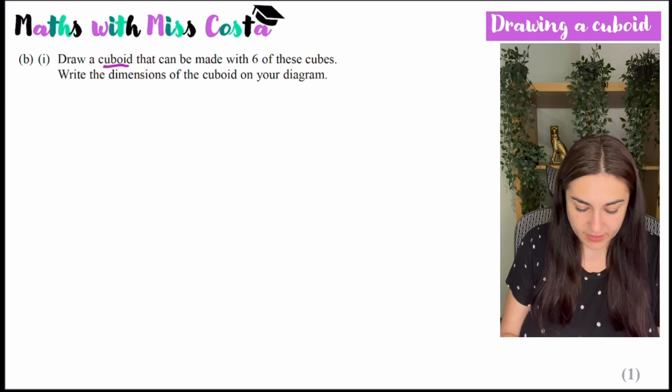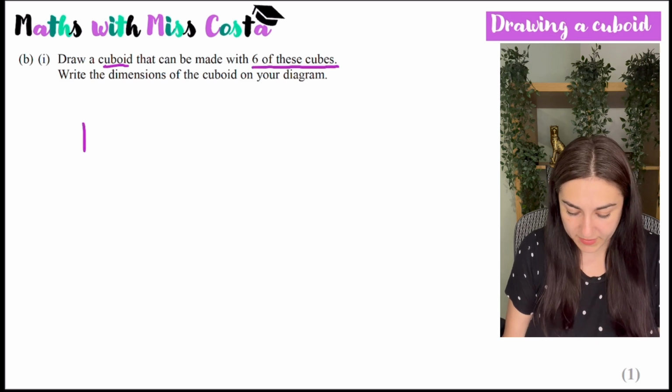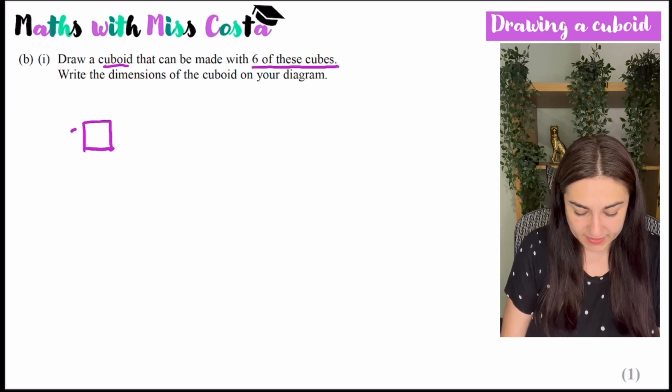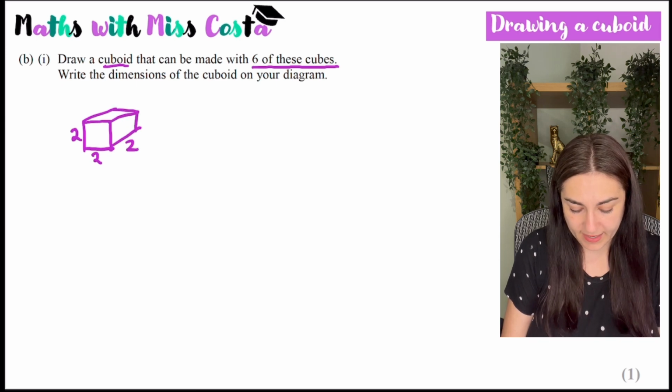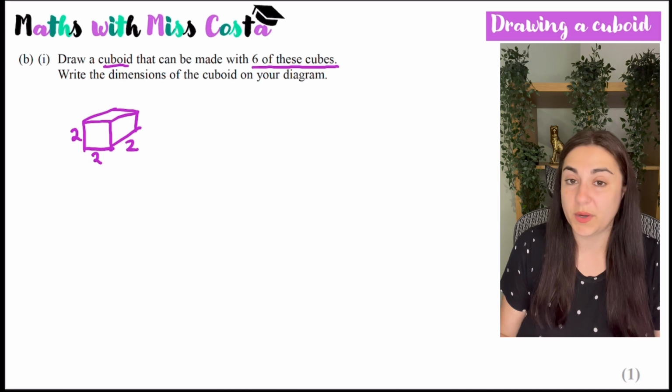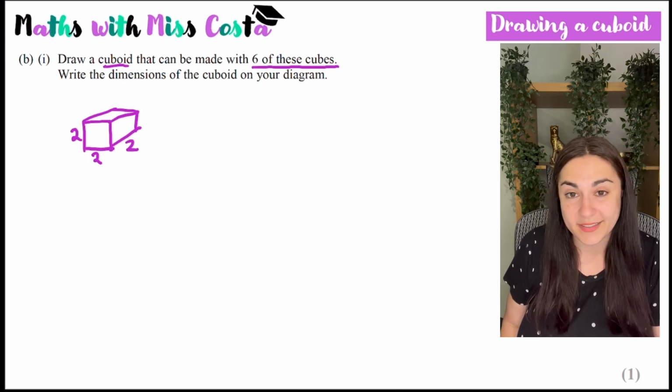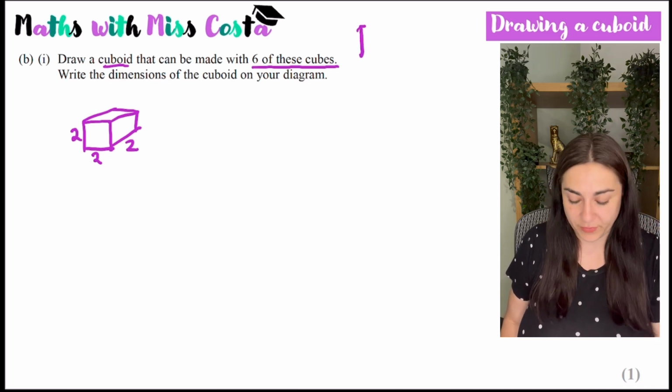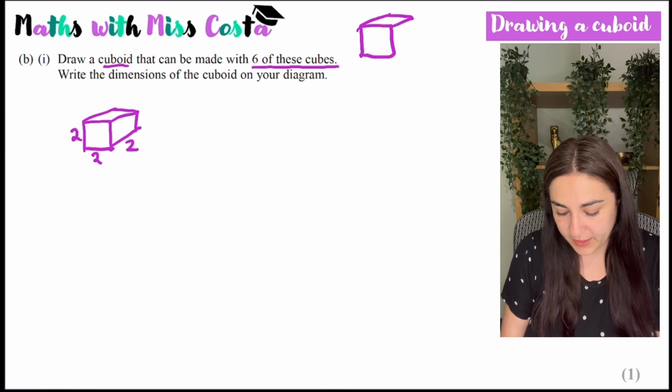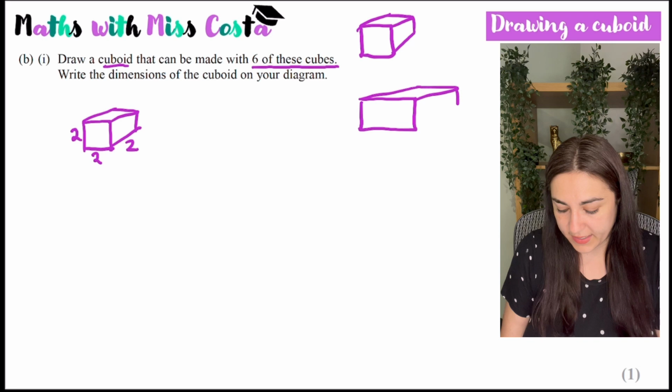Okay, draw a cuboid that can be made with 6 of these cubes. So remember, the cubes have dimensions of 2, 2, and 2. And I want to draw a cuboid. So a cuboid is basically a 3D rectangle. A cube is where all of the sides are equal, and a cuboid essentially looks like a 3D rectangle.